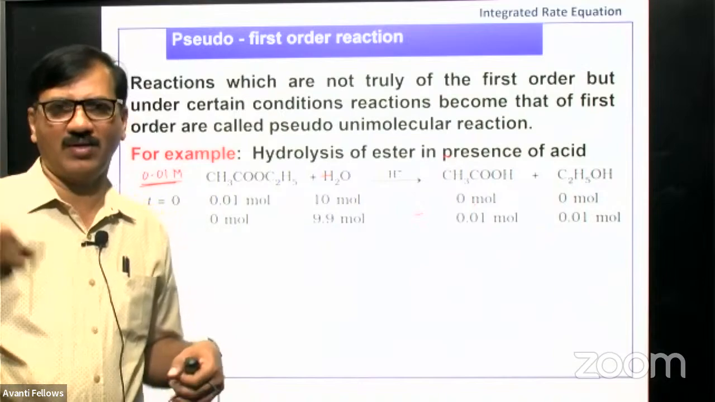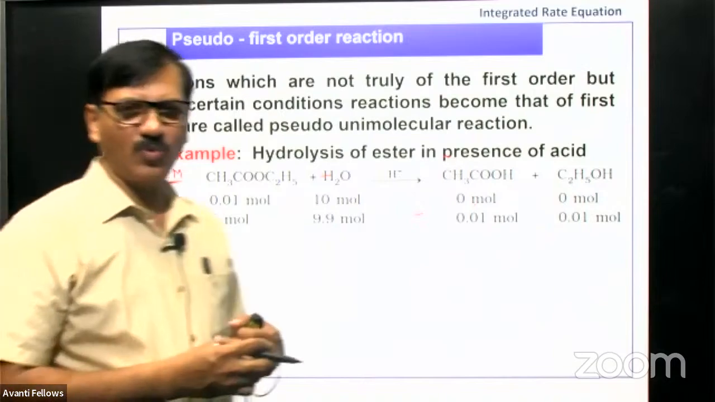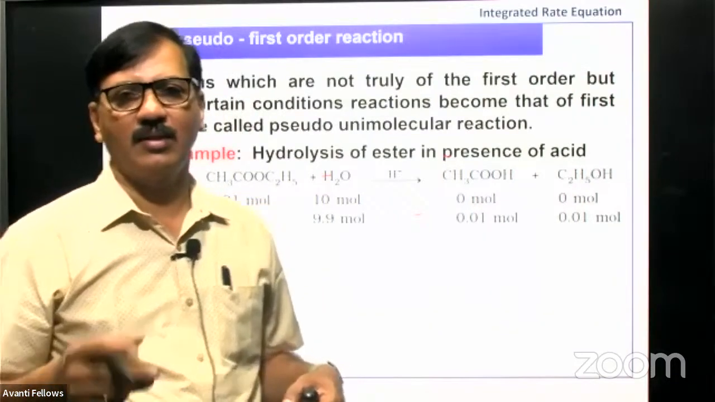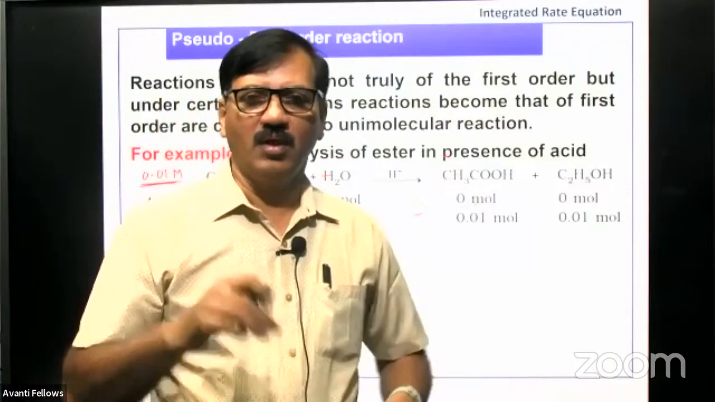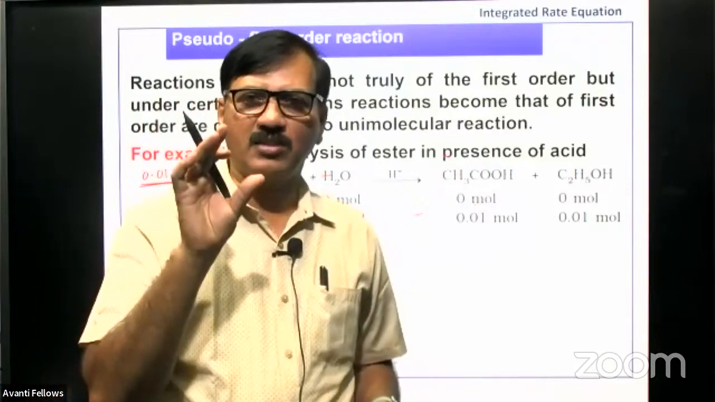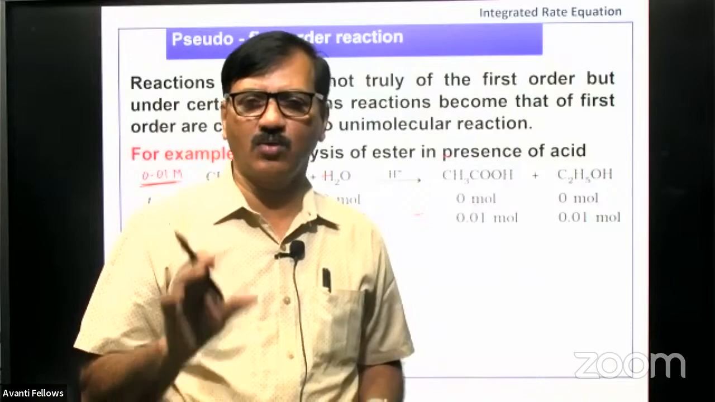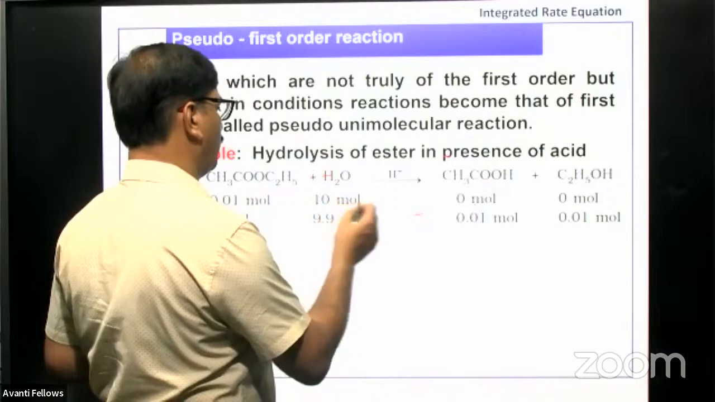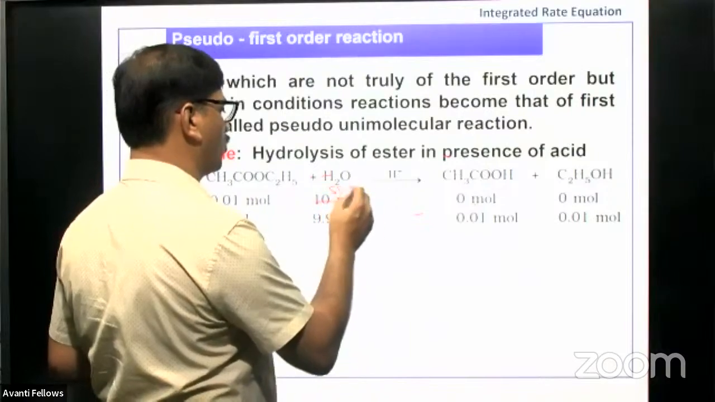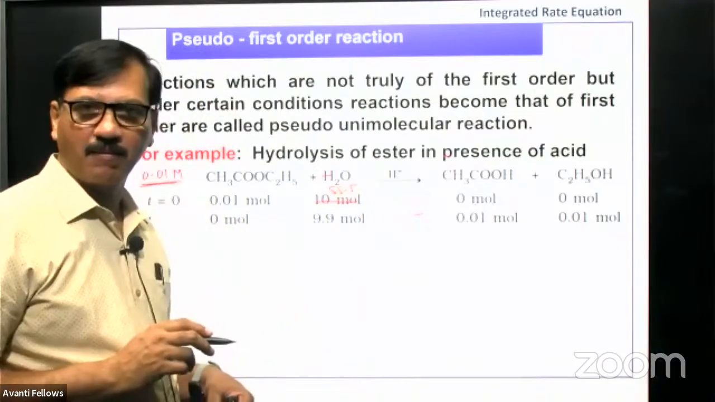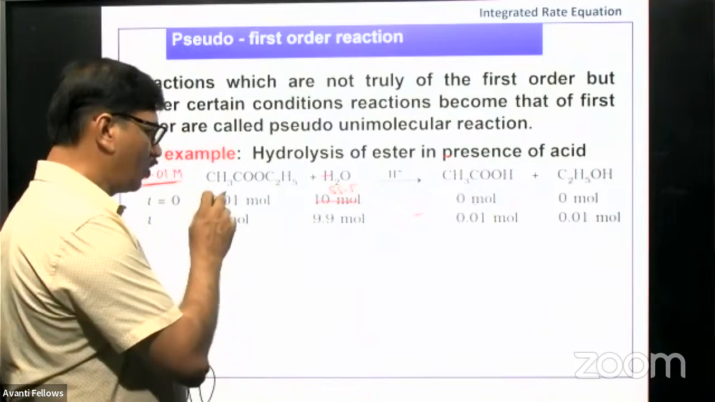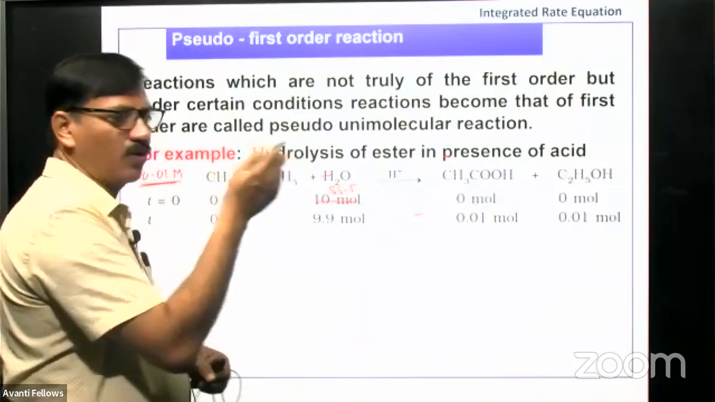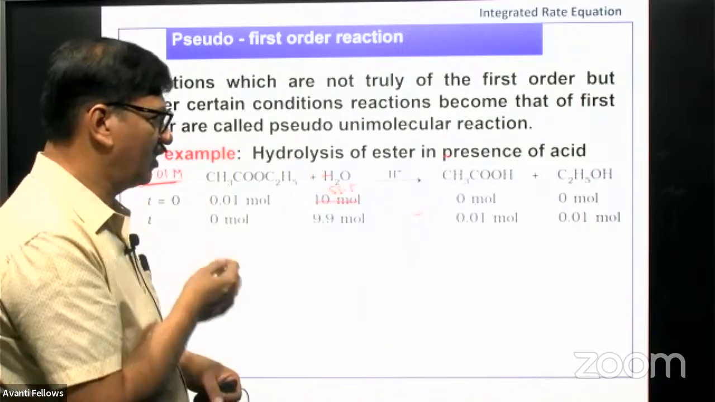Almost 1 liter of water, that means 1,000 grams of water. 1,000 grams of water means 55.5 moles. So 55.5 moles of water is being taken. 0.01 mole of ester is in 55.5 moles of water initially.